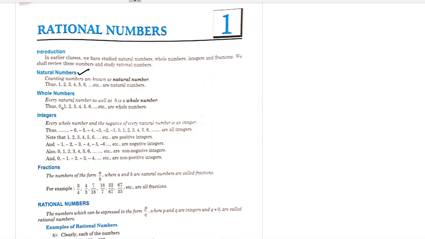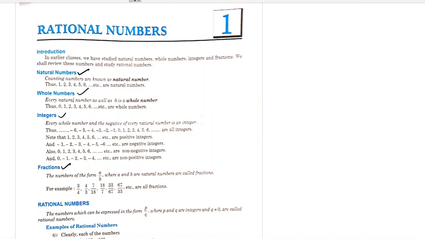Whole numbers are just like natural numbers, except that they have 0 in them. So whole numbers start from 0: 0, 1, 2, 3, 4, 5, 6. These are all whole numbers. Then integers. Every whole number and negative of every natural number is an integer. So integers have all the negative numbers, 0, and all the positive numbers. It has negative, positive, as well as 0.